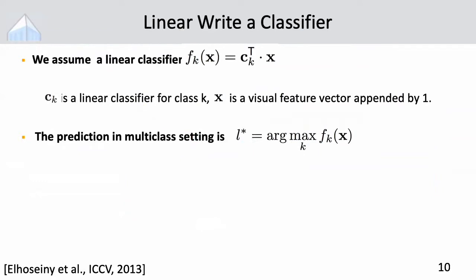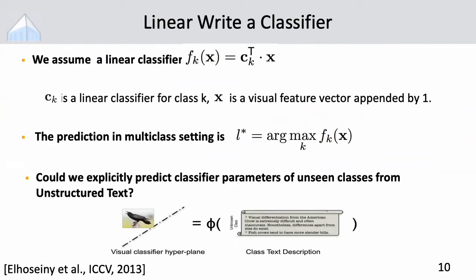So let's start by introducing some notation to formalize the problem. Let's assume that we have a linear classifier for class k, f_k of x equals c_k transpose x, where c_k here is a linear classifier. You can think of it as a vector that is applied on top of a feature vector x embedded by 1. And the way we do standard multi-class classification is that if we have a learned function for every class, and we have an image x that we want to classify, we apply this function for every class on top of the image, and we classify the image x to the class that has the highest confidence. This is a standard classification task.